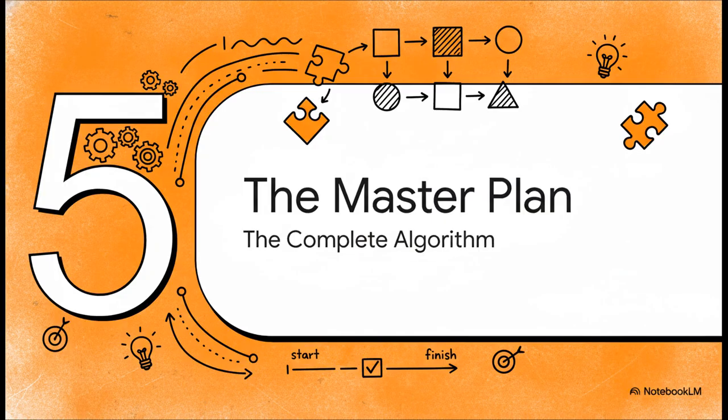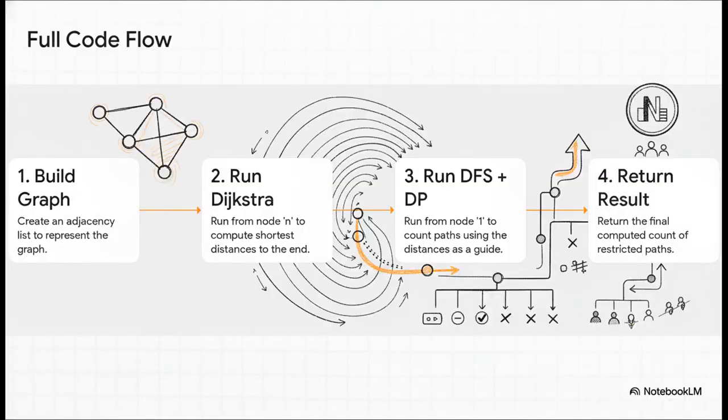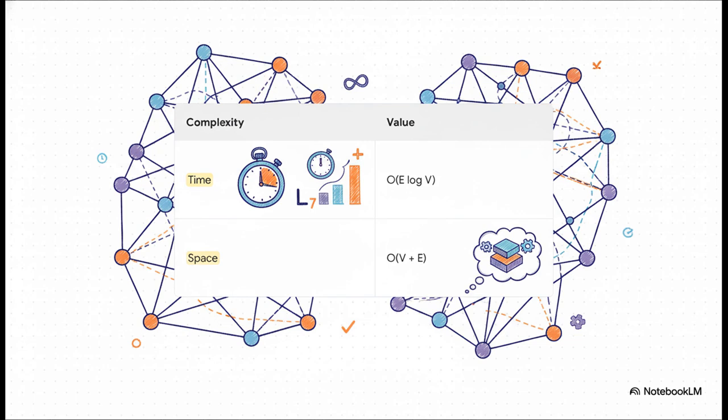So we've got our key insight, we've got our two powerful tools. Now let's put all the pieces together and look at the complete, elegant master plan from start to finish. It's really a beautiful logical flow. First, we just set up our graph. Second, we run Dijkstra's backwards from the end to create our distance map. Third, with that map as our guide, we run our optimized DFS from the start to count all the valid downhill-only paths. And finally, we just return the total count. See how each step perfectly sets up the next one? It's awesome.